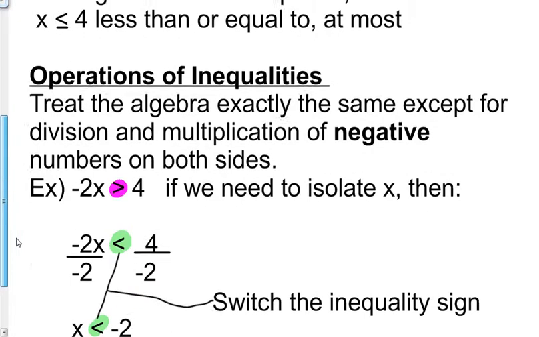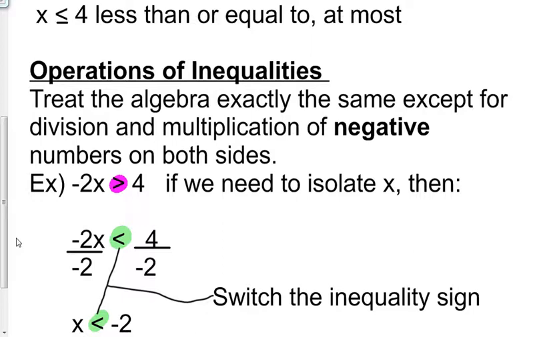Operations of inequalities. When we're dealing with inequalities, we treat the algebra the same, except for division and multiplication of negative numbers. If we need to isolate x in this example, where negative 2x is greater than 4, when we divide by negative 2 on both sides, we have to switch that inequality to get x is less than negative 2.